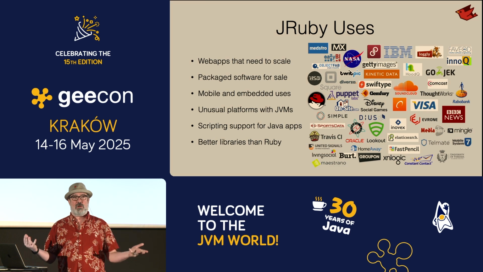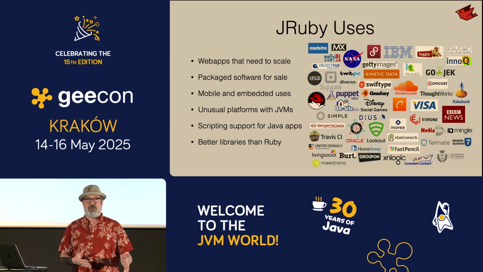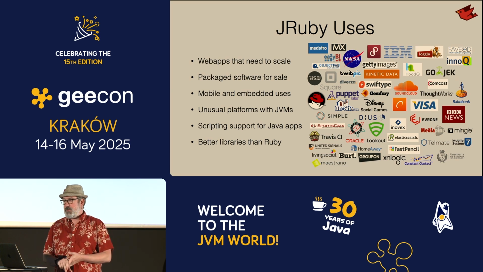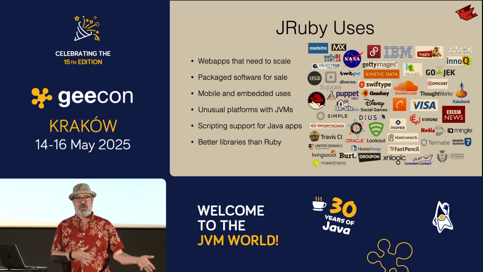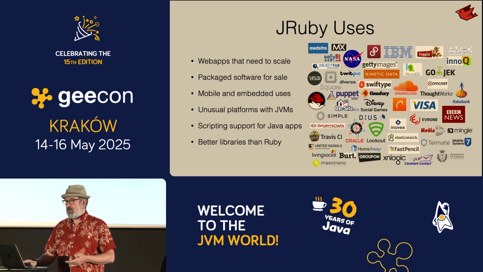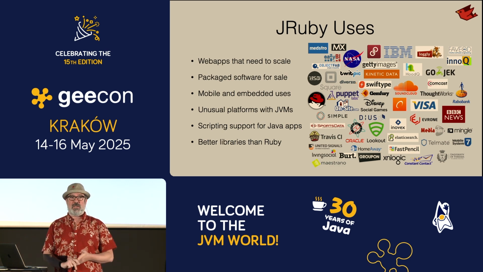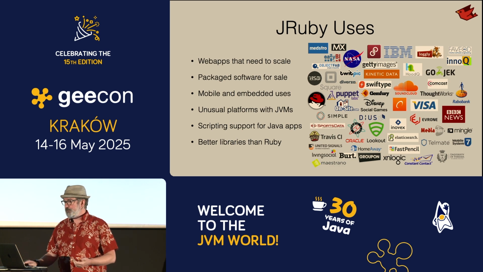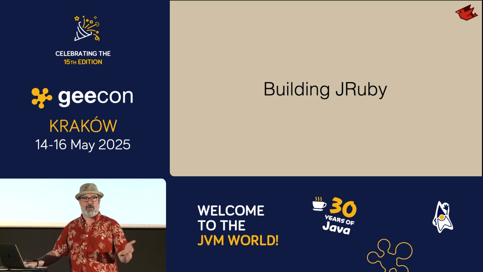Of course, people want to scale web applications better, but packaging up an application without any other native entanglements, without any extra requirements other than a JVM. We have mobile and embedded users, people building Android applications. Lots of exotic platforms where the JVM runs, but standard Ruby does not. Scripting support, of course, if you want to use the Ruby language to script your Java application. And then just bringing the entire Java platform to Ruby has been a great benefit to Ruby developers around the world.